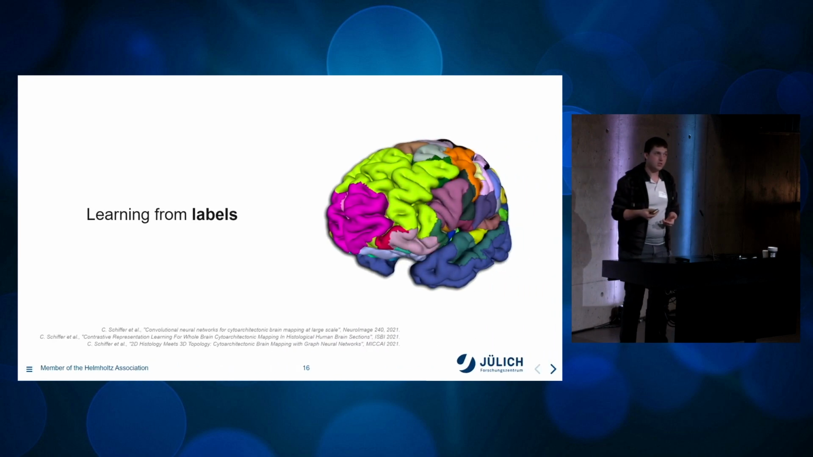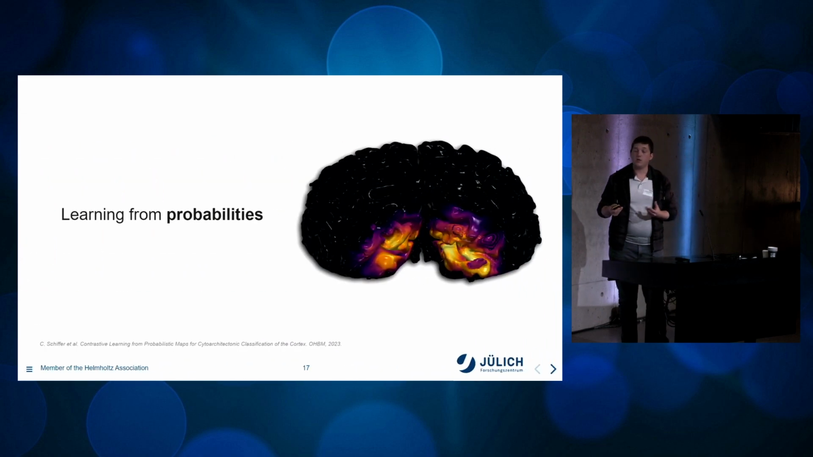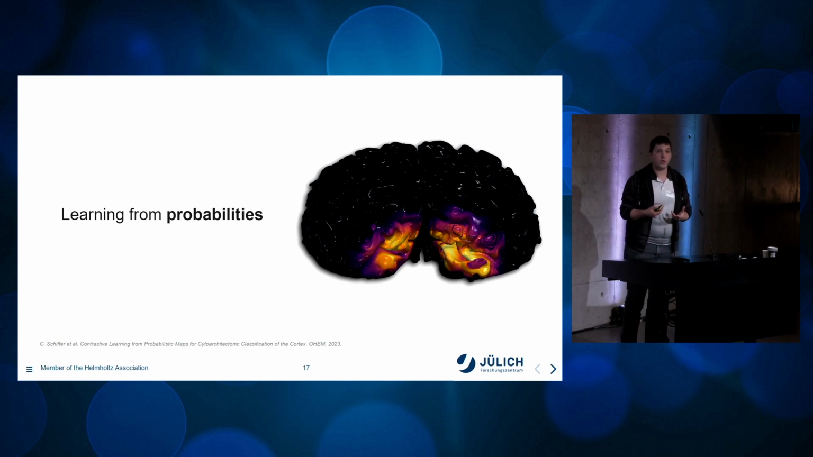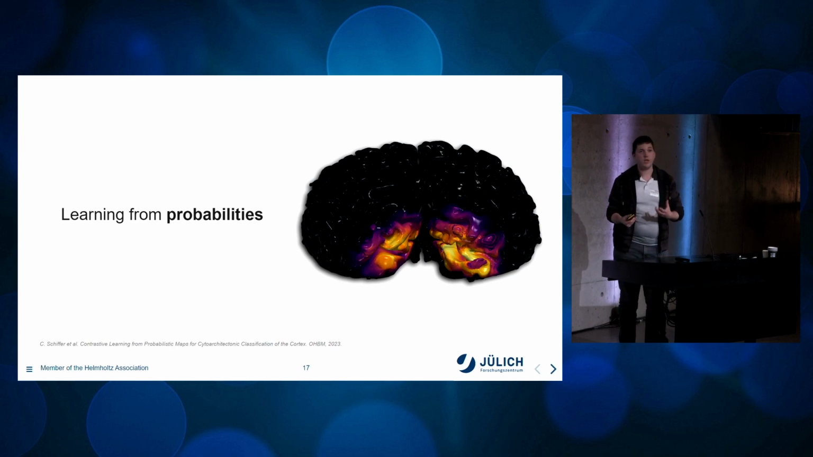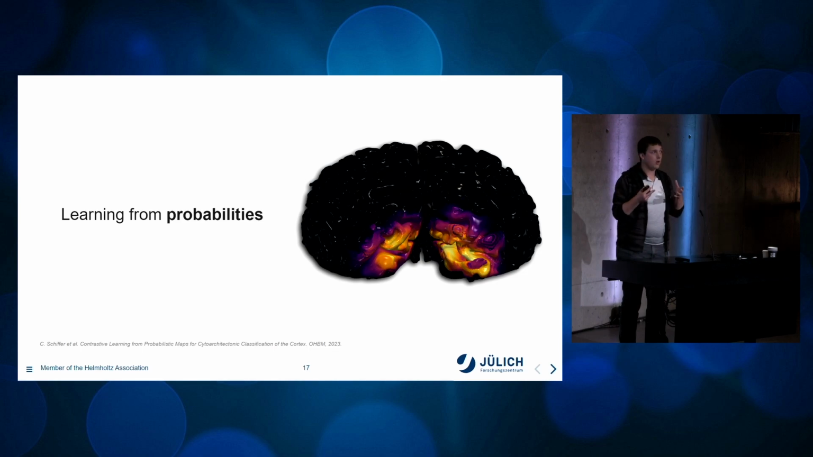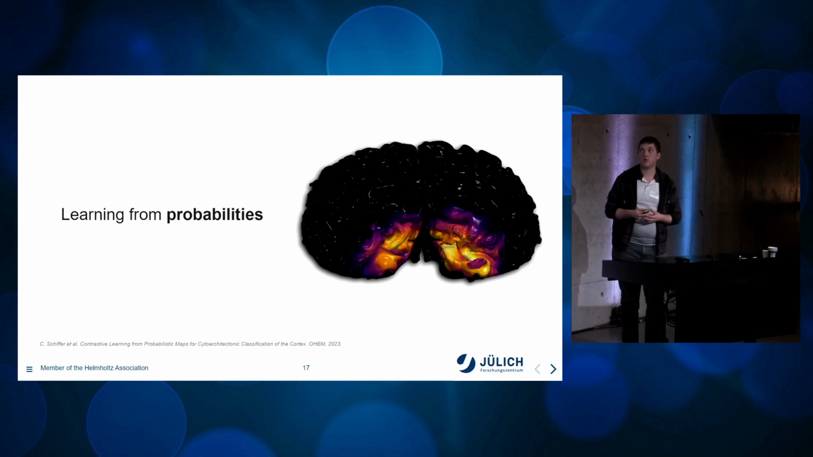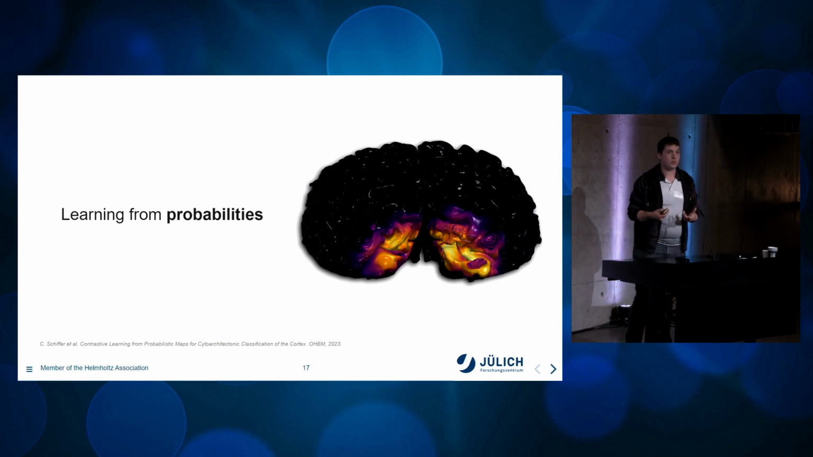We can use labels, which is fine because it's very close to what we know about cytoarchitecture, but it's in the name, it requires labels. We can use probabilities. We can use the probabilistic maps from the Jülich brain atlas, as they already give us quite a lot of information about which areas are similar, which are close to each other, so we can exploit this with the right formulation, for example using contrastive learning, to build an objective function.